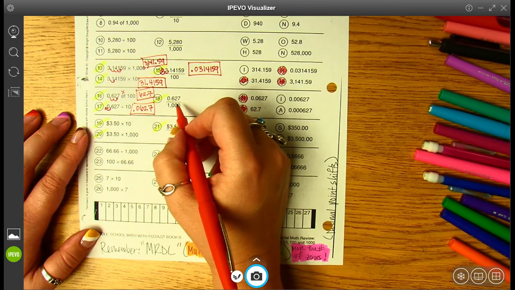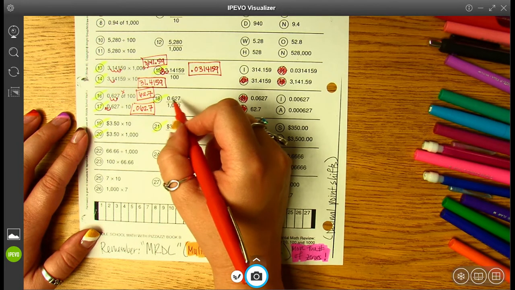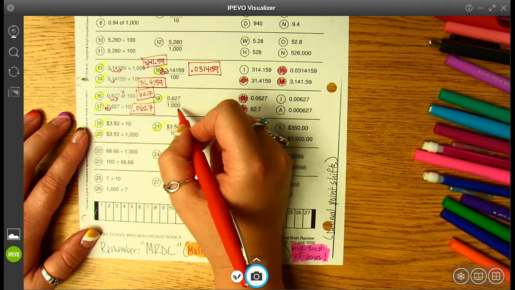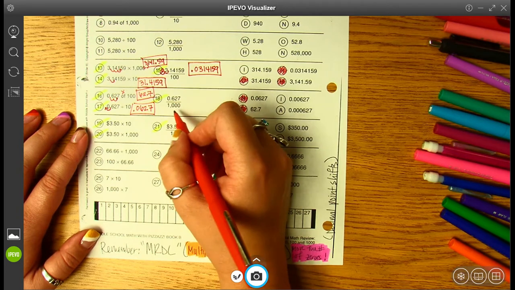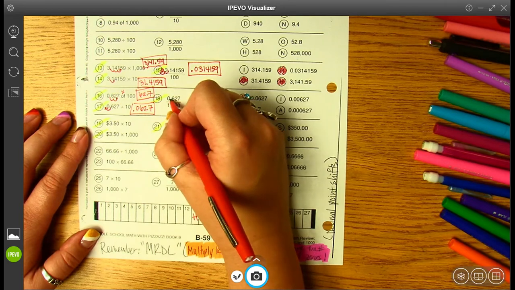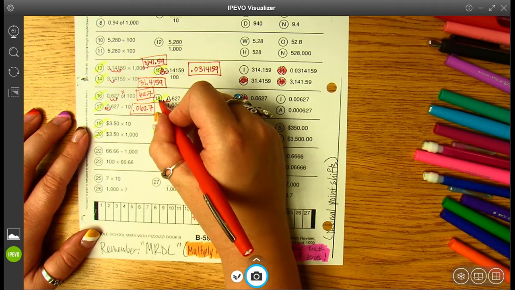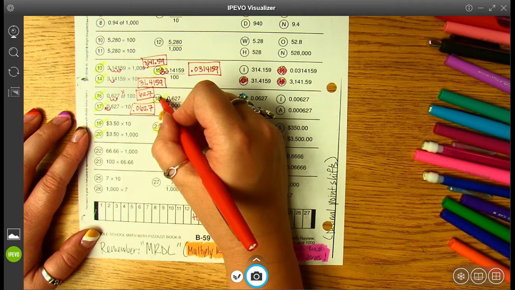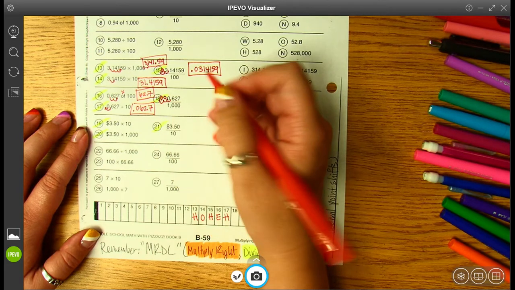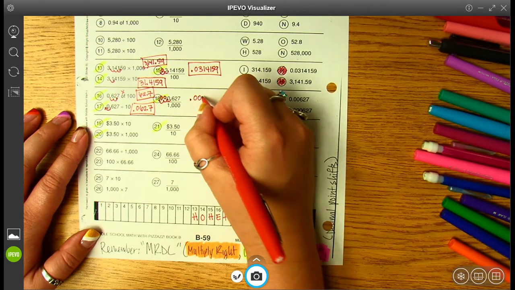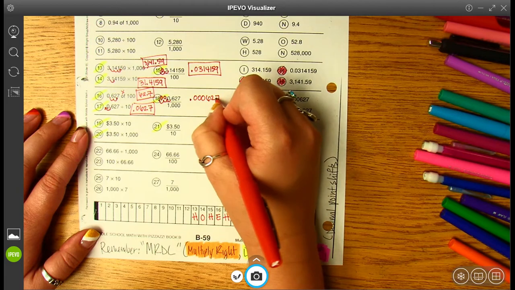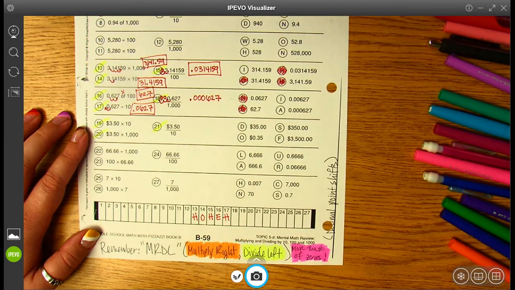Now again, I'm dividing, because fraction means divided. It's the top divided by the bottom. So I'm going to move it to the left, and I'm going to move it 3 places because there's 3 zeros. So 1, 2, 3. And now that the decimal's here, I need 2 0 placement holders right there. So it's 0.000627.